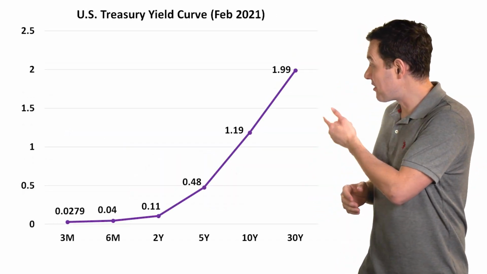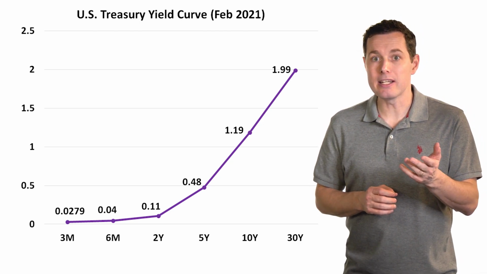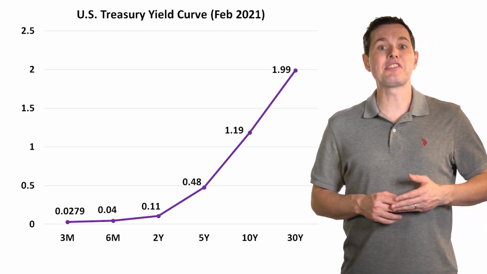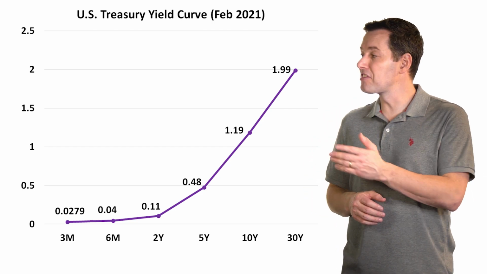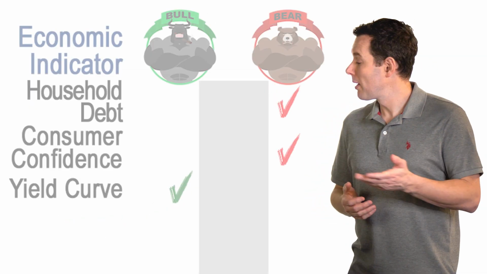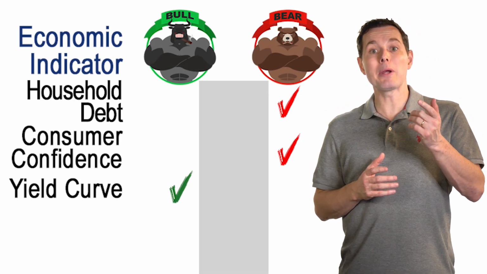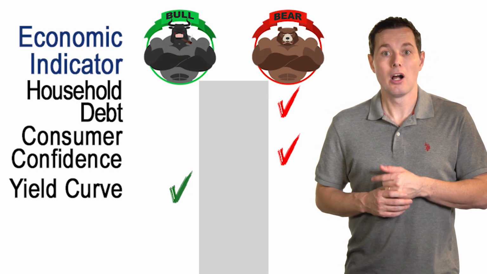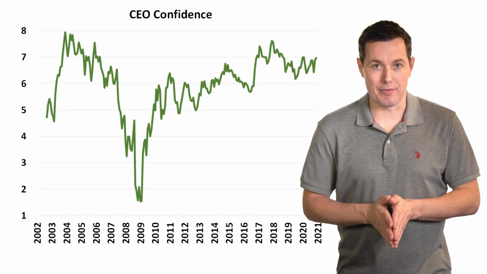Now, if we switch back to today's yield curve, we can see that this is looking positive. This is what they call a normal yield curve, and this is a positive sign for the economy in the near future. So back over to our scorecard here. Now we have our first point for the bulls. Okay, next up, we've got CEO confidence.